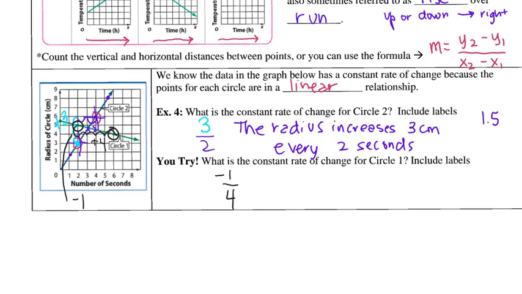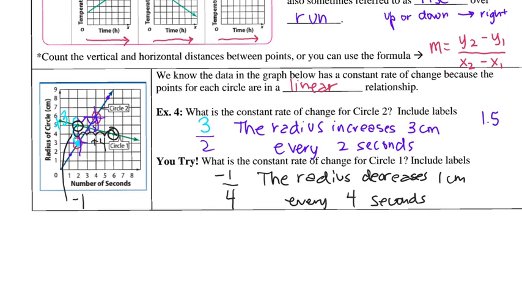And what that means is the radius decreases 1 centimeter every 4 seconds. But again, you could have also simplified that and said, hey, it actually goes down 0.25, or it goes down 1/4 of a centimeter every 1 second. Just make sure for your rate of change that you always include your labels. Alrighty, good luck on your problems.